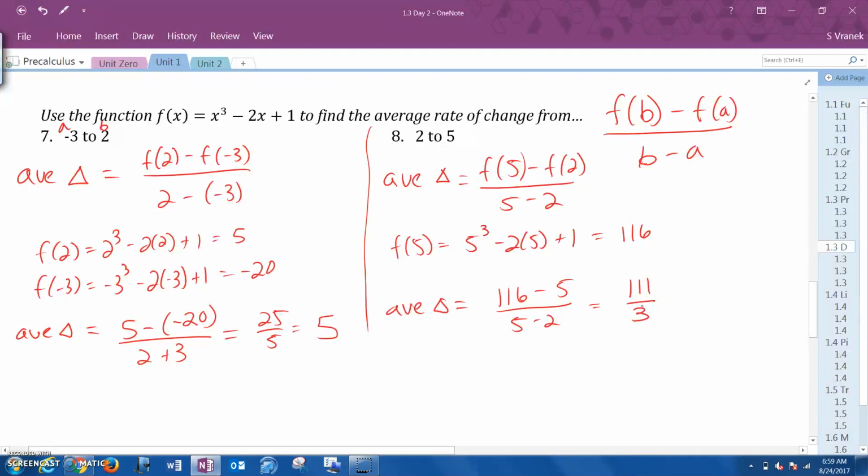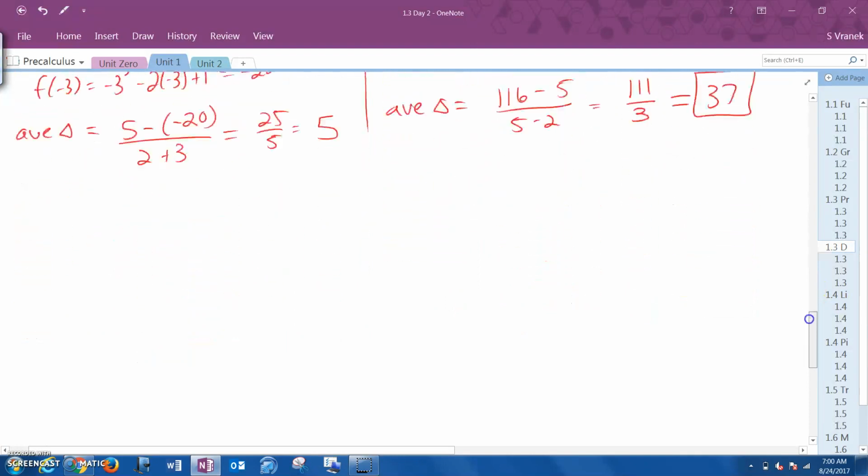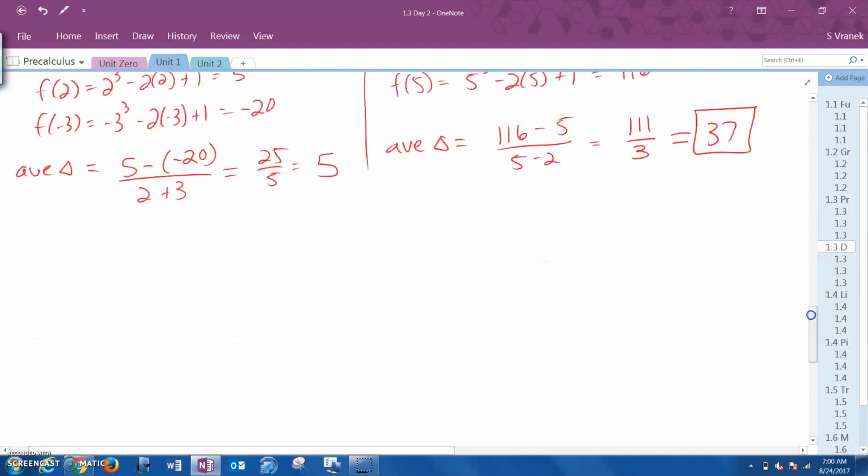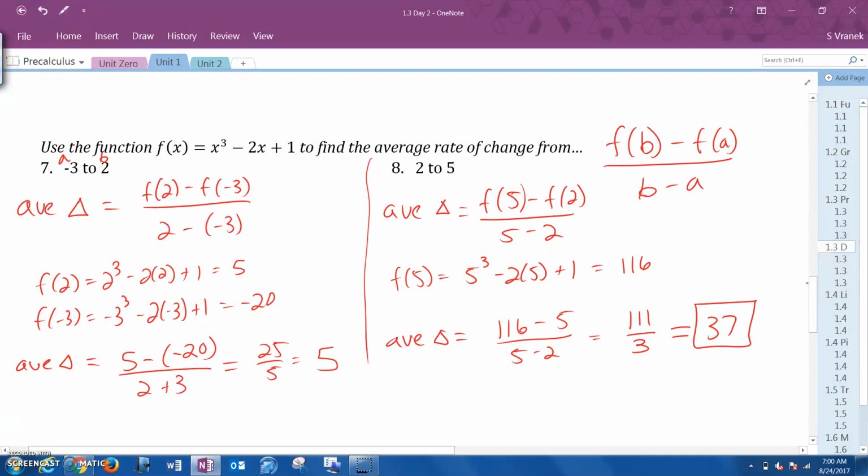And I believe that should be fine if you want to just leave it like that. Actually, that divides nicely, never mind. So this would actually equal 37. So the slope between 2 and 5 on the graph is 37. And in class, I'll show you that. Okay, so that's it. That's how you do average rate of change.